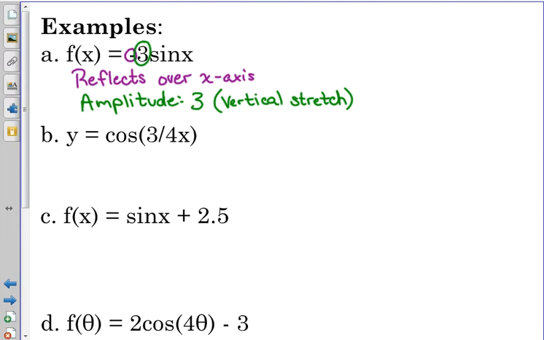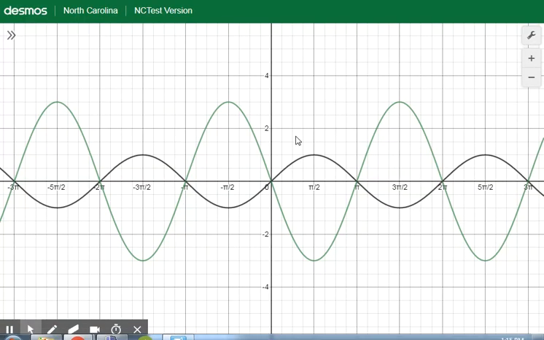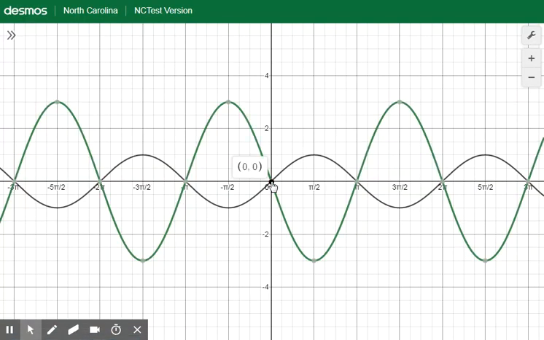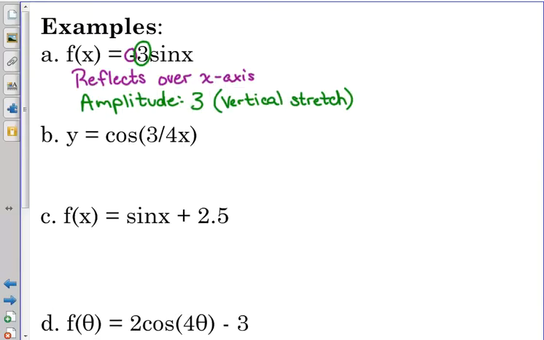Now, did the period change? Nope. If we look at our starting point and start the pattern over, it still goes from 0 to 2 pi, so the period did not change. Our midline did not change. So the only thing that changed for this one was the amplitude. So let me make a note over here to the side. Period is still 2 pi, and midline is still y equals 0. Those did not change.